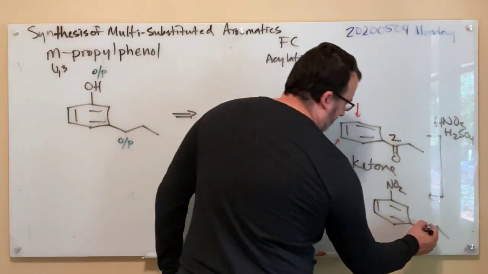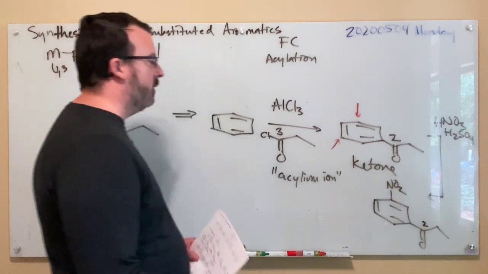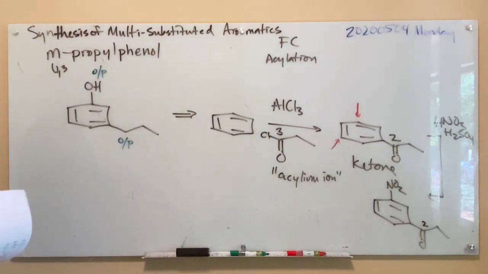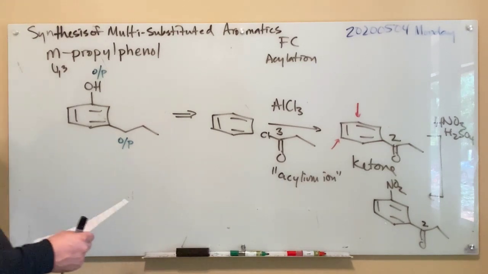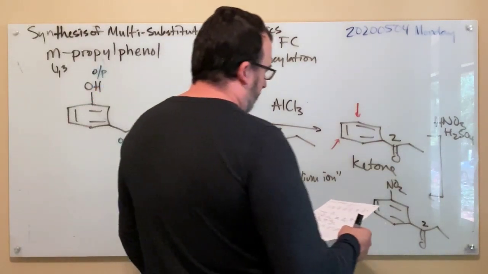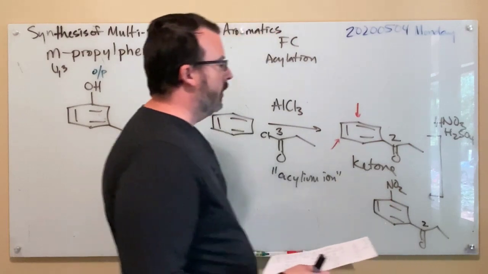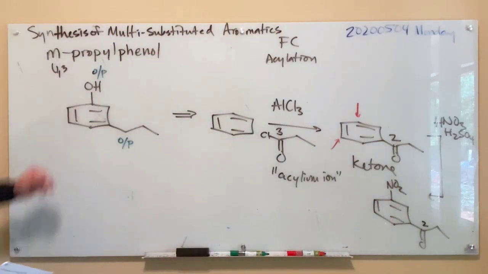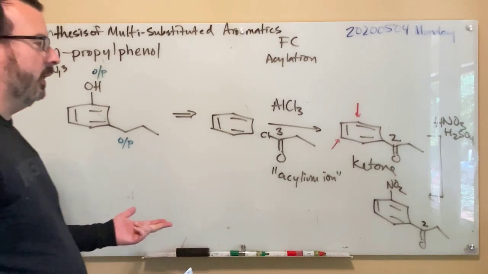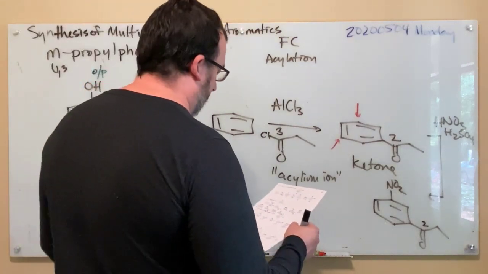This is at oxidation state 2. We need to reduce it to 1. So that would be a Clemmensen reduction. This we need to transform into the OH. So that would be reduction to the amino, diazotization, and then treatment of the diazonium salt with copper oxide.